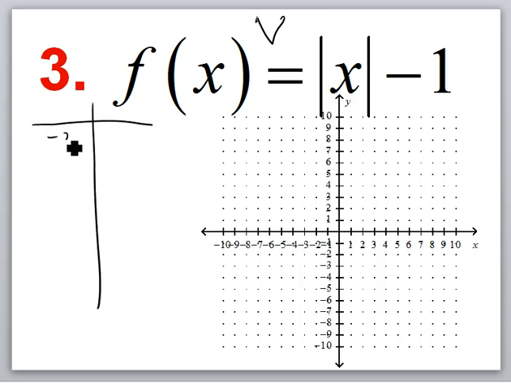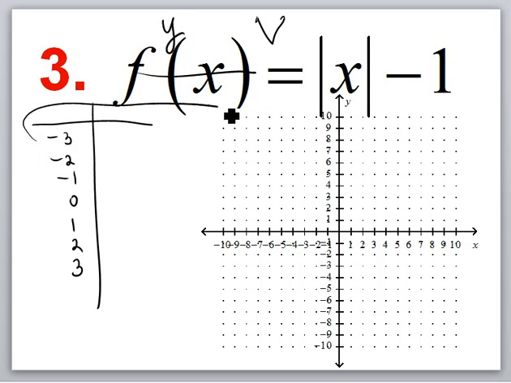I'm going to pick many points. So I'm going to pick -3, -2, -1, 0, 1, 2, and 3. I should be able to plug these in pretty quickly. It's not a huge function. Remember, f of x is just a fancy word for y. So what I have is, I'm going to plug in -3.